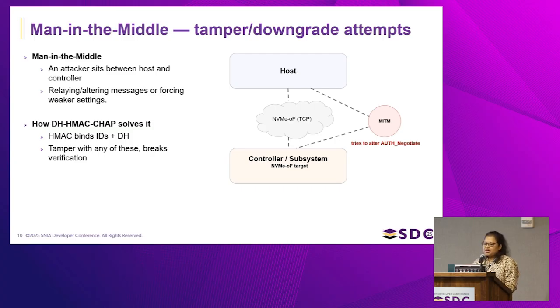If the attacker only relays without changes, they still can't create valid responses because they don't know the long-term keys, the host key and the controller key. So they can't complete successfully any of these steps. So basically what we are trying to say here is that DH-HMAC-CHAP resists any kind of tampering or downgrade attempts done by the attacker.